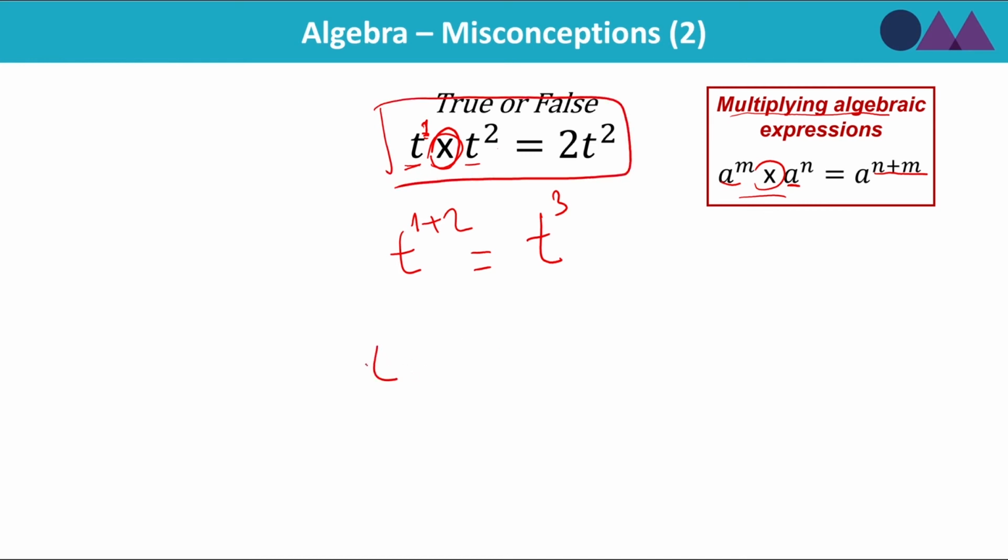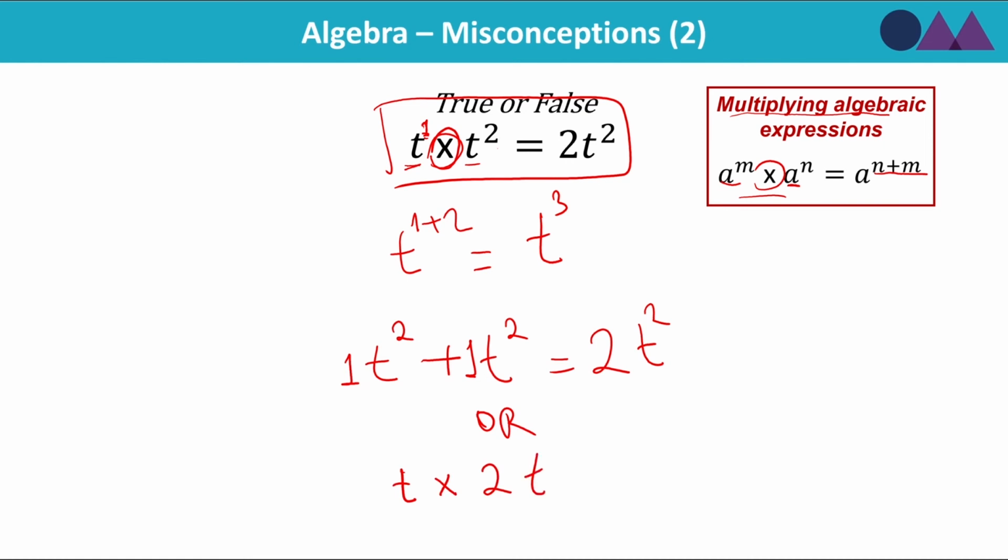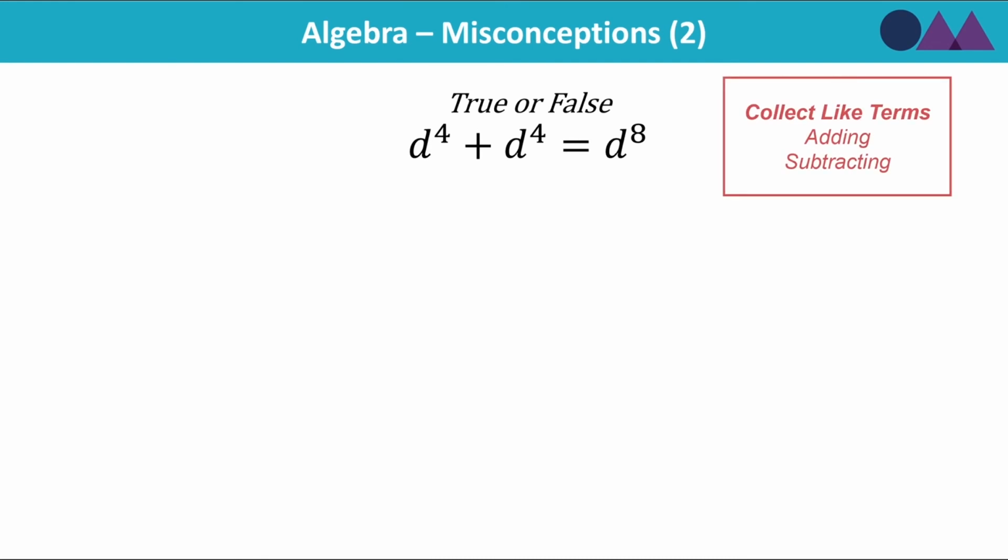For example, if I write t squared plus t squared, remember there's a hidden 1 here, so 1t squared plus 1t squared makes 2t squared. Or t times 2t, remember there's a hidden 1 here, and first multiply number terms, 1 times 2 makes 2, and multiply the letter terms, t times t, t squared. Okay? And the last question is about collecting like terms as the operation is adding.